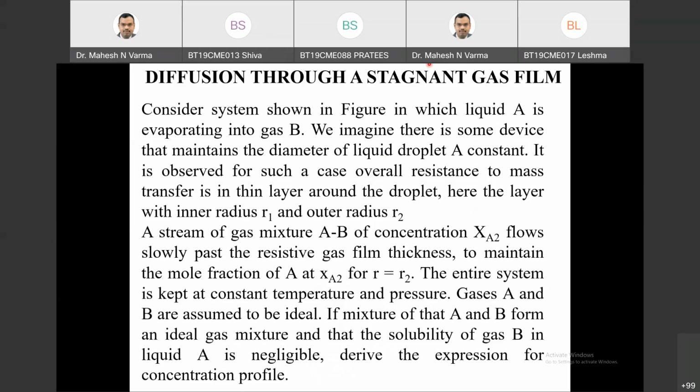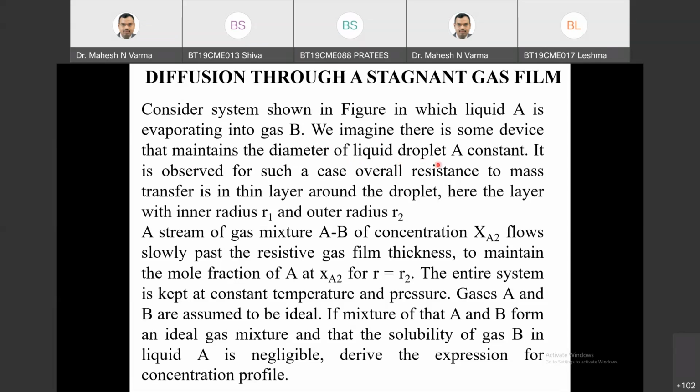So consider a system as shown in the figure, in which a liquid A is evaporating into gas B, or liquid A is evaporating into a mixture of gas AB, which will have A also. We imagine there is some device to maintain the diameter of the liquid droplet constant. Here also, initially, to avoid the complexity of a moving boundary problem, in the first case we are assuming the liquid droplet diameter is constant.